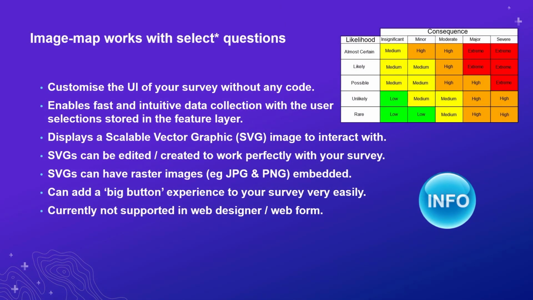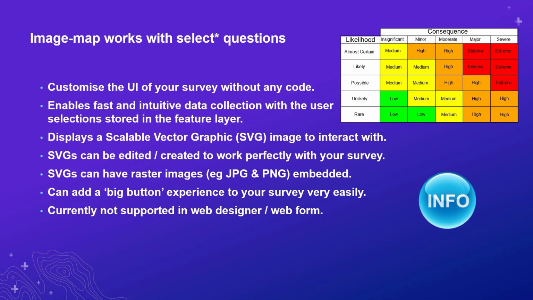The image map appearance gives you the ability to customize the UI of your survey without writing any code. A scalable vector graphic can be included in your survey and configured so that tapping on different parts of the image allows different selections to be made. SVGs can be downloaded from the web, created from scratch, or converted from existing raster images. They can also have raster images embedded within them. The image map appearance is the easiest way to add a big button type functionality to your survey form.